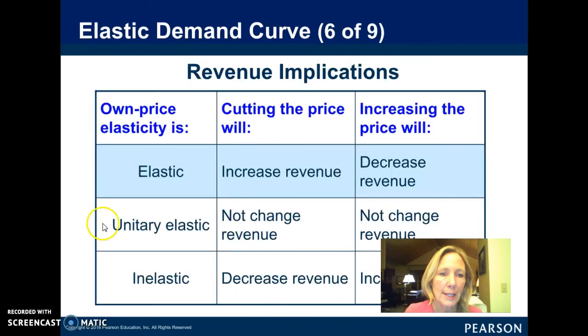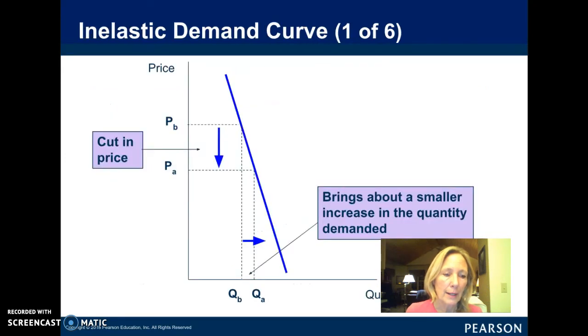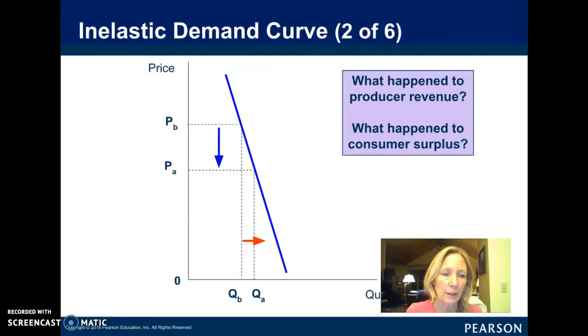So going back to this table, if the own price elasticity of the good, if the good is elastic, you will increase your revenue if you cut prices. Okay? Unitary elasticity doesn't matter. It's like a mathematical thing. An inelastic good, however, you want to increase your price, and that will increase your revenue. So I know that's complicated, but those are two really good demand curves. Very interesting.